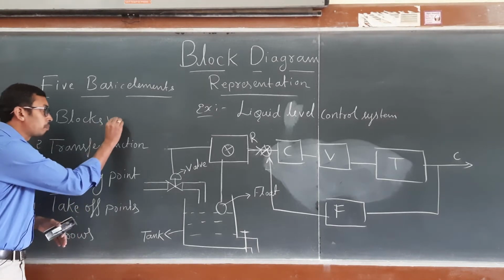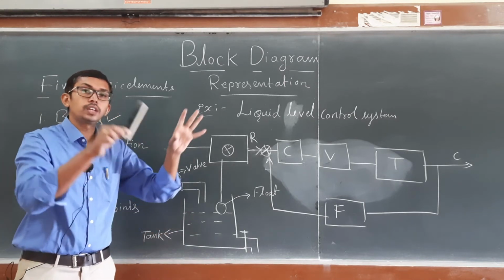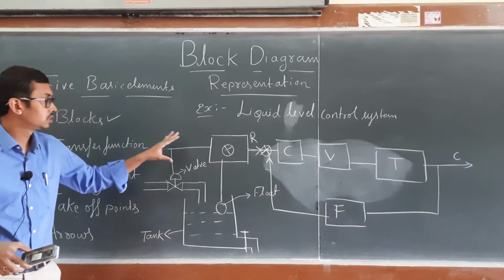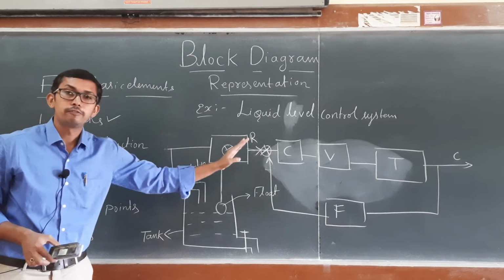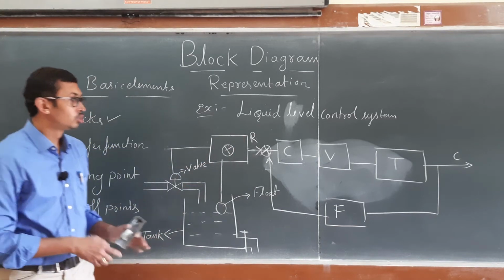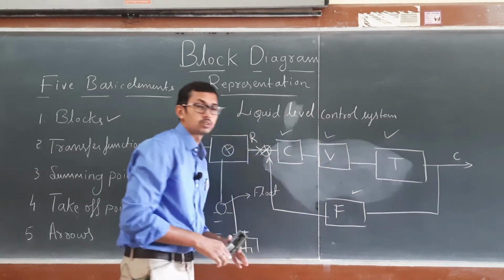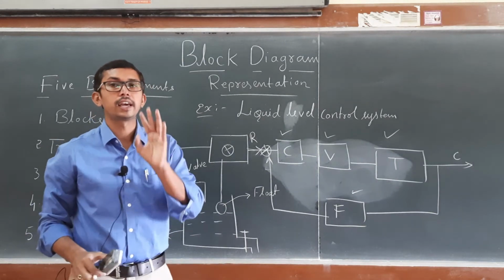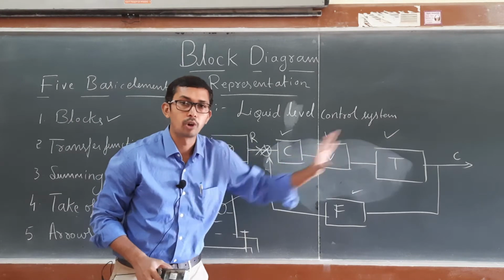What is the meaning of blocks? So what we did first, we noted down the important elements in this liquid level control system. How many elements are there? There are 4 main elements. Those 4 elements are represented in terms of blocks. So these are the blocks. These are the main basic elements of a system, so that's why they will be represented in terms of blocks.